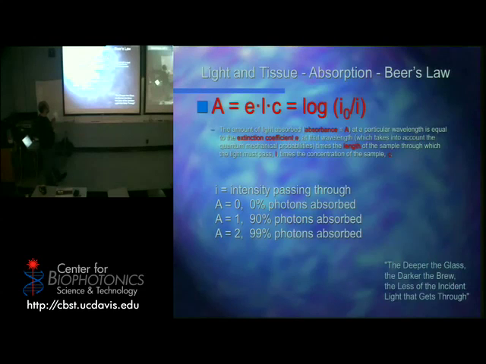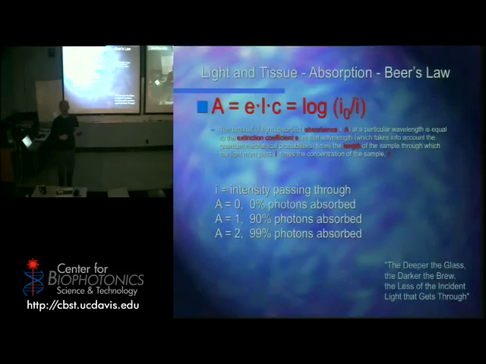So what this means is that if I have a glass container, and I pass light in at one end and measure how much light gets through at the other end, if I have a bigger glass, more light will get absorbed. If I have a smaller glass, less light will get absorbed, right? If there's more of the material in there, more light will be absorbed. If there's less of it, less light will be absorbed. So this is a way of codifying that.